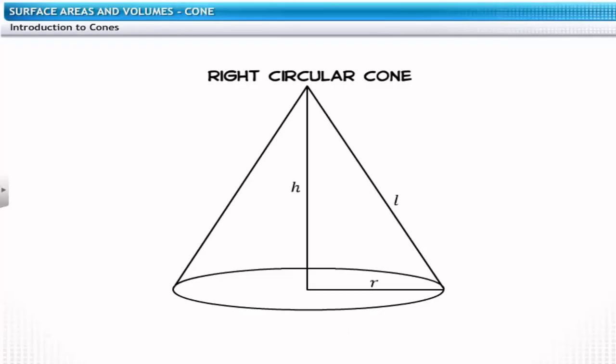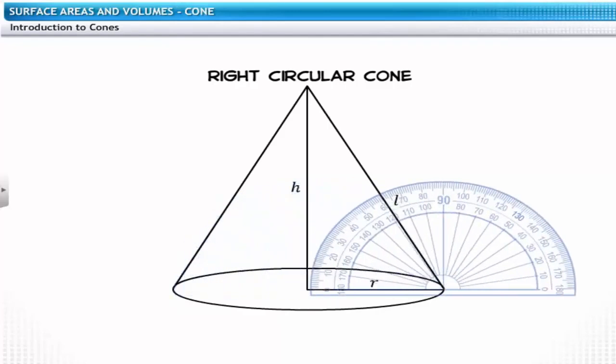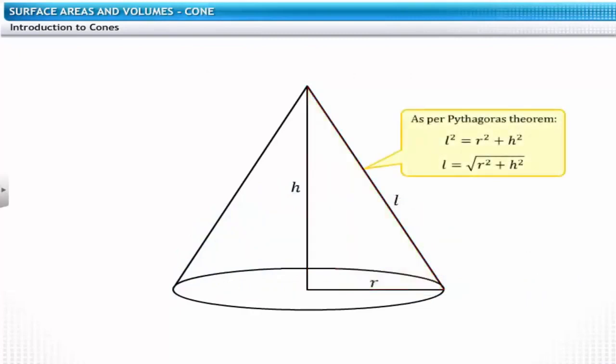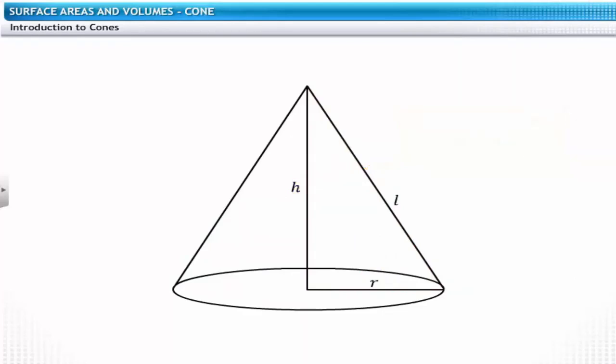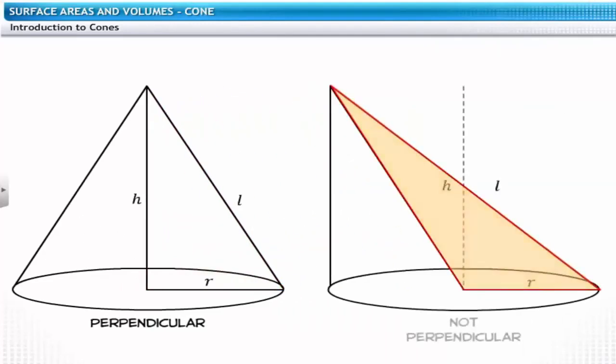As you can see, the difference between the height and slant height is that the height is perpendicular to the base of the cone, while the slant height is not. Using the Pythagoras theorem, we get the relation between L, r, and h as shown. Please note, if h is perpendicular, then the cone is called a right circular cone.